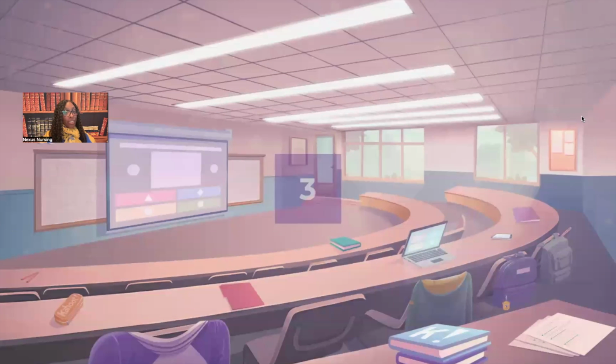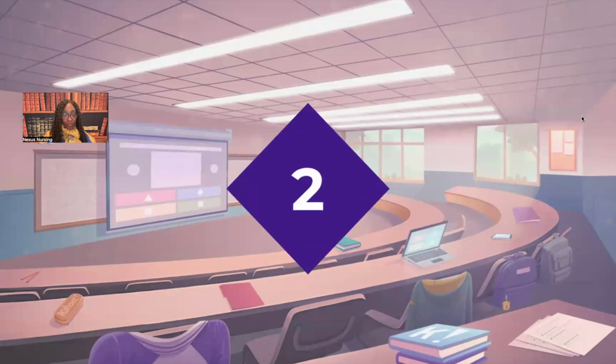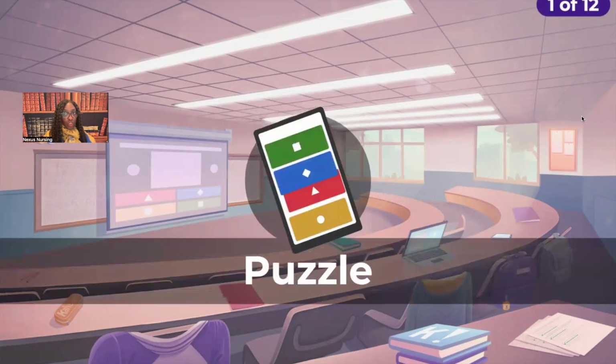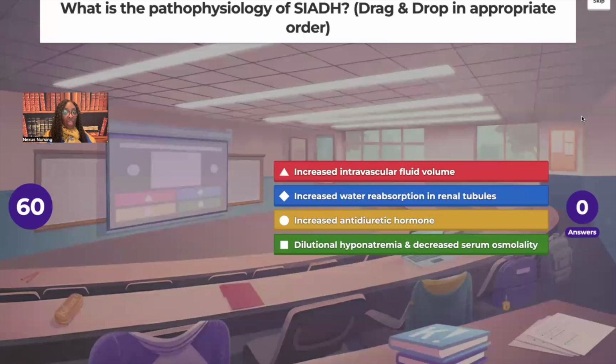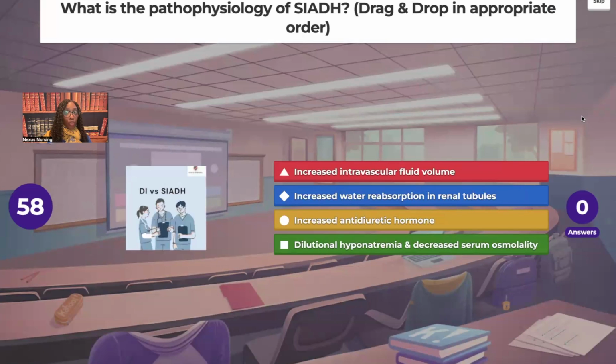SIADH versus DI. First question. Okay, what is the pathophysiology of SIADH? Please drag and drop each step in the appropriate order. If you are on the Kahoot, go ahead and drag and drop the step in the appropriate order. If you're on the live, just put what colors go in order, guys. The pathophysiology of SIADH, syndrome of inappropriate antidiuretic hormone.